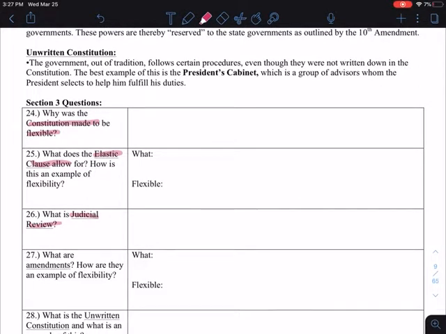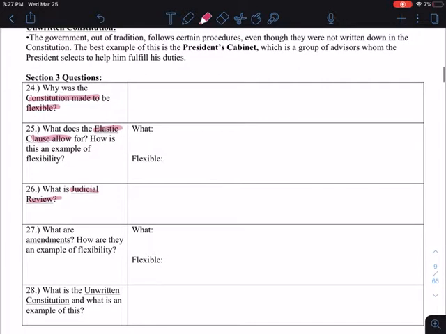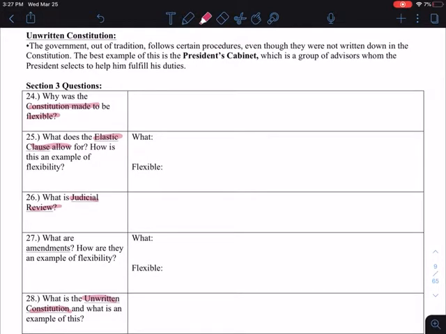What are amendments? How are they an example of flexibility? Remember, amendment means to add. These are additions to the Constitution. It creates flexibility so that we can change or correct our Constitution to meet the needs of a changing time. Unwritten Constitution. What's an example? The unwritten Constitution are traditions and procedures that are exactly what you think. They were not written down, but we do them anyway. The President's Cabinet is an example of this.